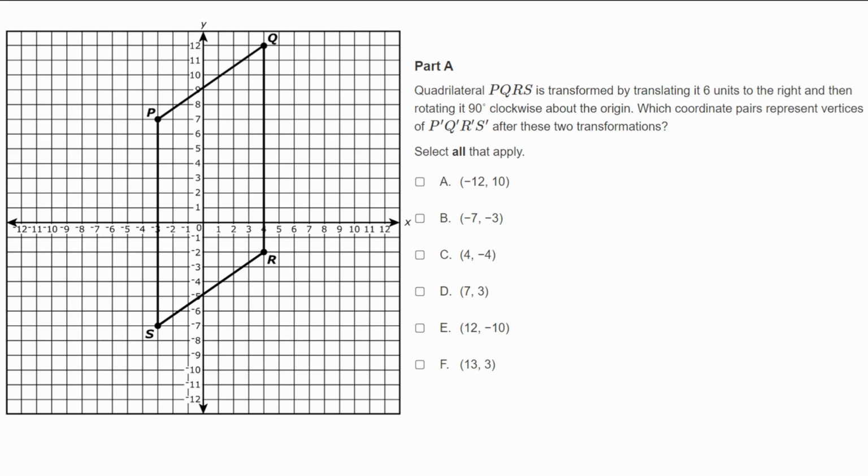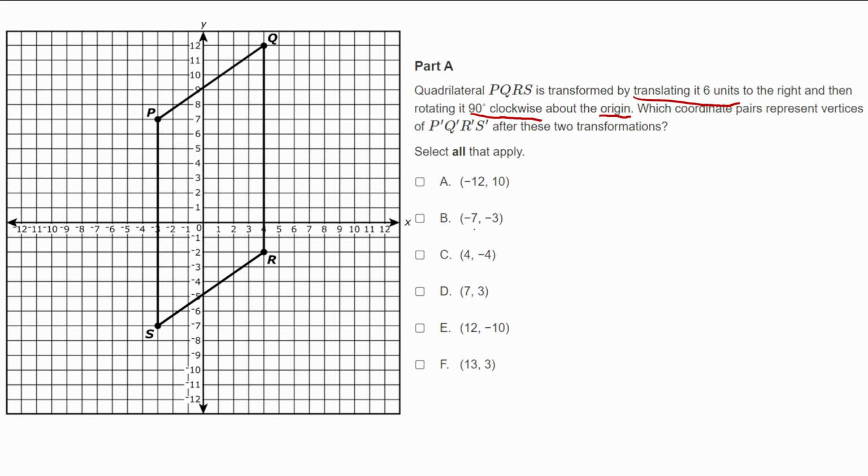So next up, we have a parallelogram on our plane, and it says quadrilateral PQRS is transformed by translating it 6 units to the right and then rotating 90 degrees clockwise about the origin. This part is important, right? 90 degrees clockwise. But we also need to translate 6 units to the right. We're translating 6 units right and then rotating 90 degrees clockwise about our origin. Which coordinate pairs represent vertices of P prime, Q prime, R prime, S prime?